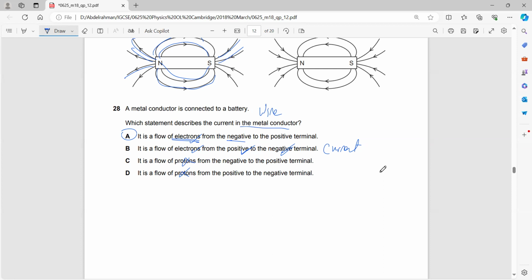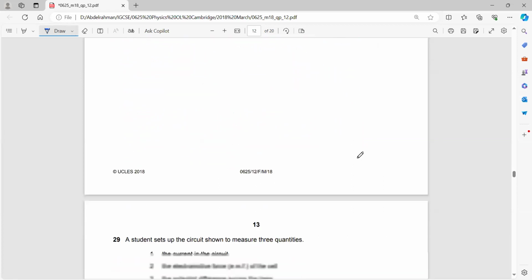When do you say from positive to negative? If you were asked about the direction of the current, the current itself moves from the positive terminal to the negative terminal. But whenever I say the direction of the flow of electrons, the electrons themselves move from the negative to the positive. Again, you are not required to know the difference between them.